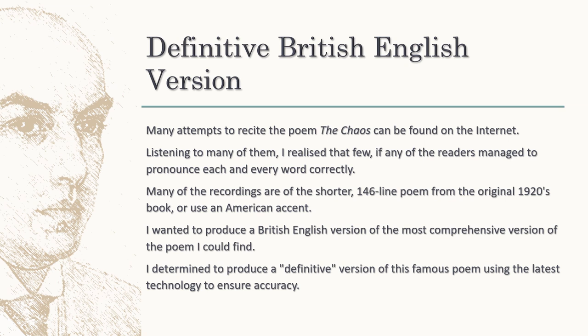Definitive British English Version. Many attempts to recite the poem The Chaos can be found on the internet. Listening to many of them, I realize that few, if any, of the readers manage to pronounce each and every word correctly. Many of the recordings are of the shorter, 146-line poem from the original 1920s book, or use an American accent. I wanted to produce a British English version of the most comprehensive version of the poem I could find. I determined to produce a definitive version of this famous poem using the latest technology to ensure accuracy.